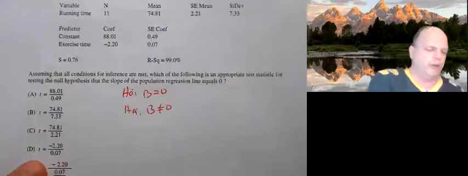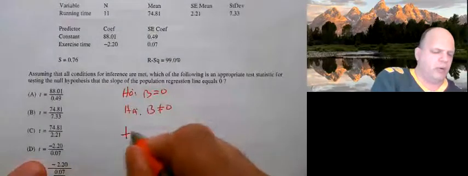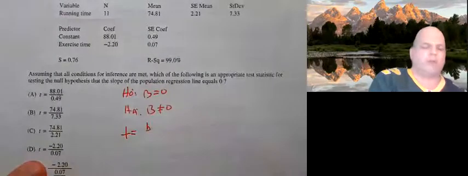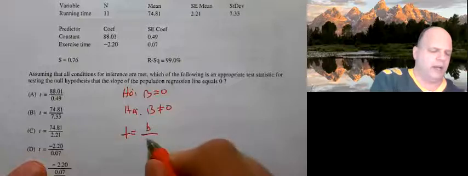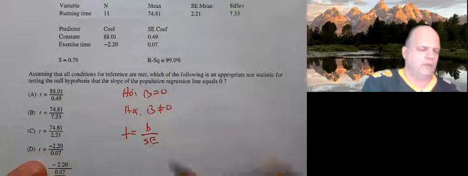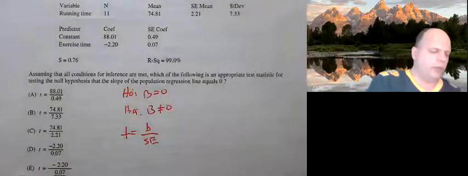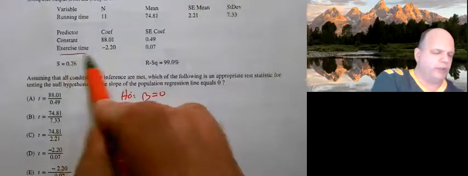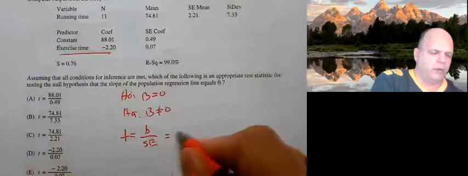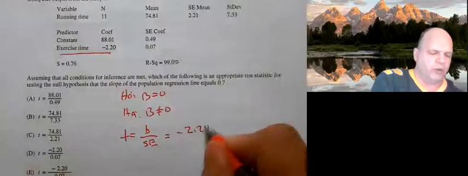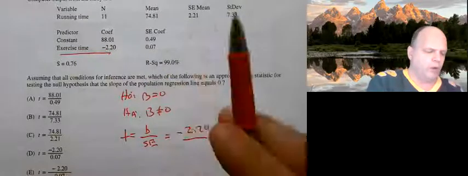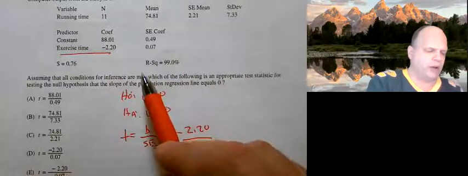All right, well, for this problem, t equals our sample slope divided by the standard error. That's simple. Well, what's our sample slope? Exercise time, so equals negative 2.20 over, what was our standard error?